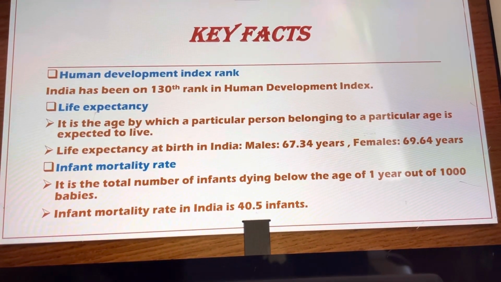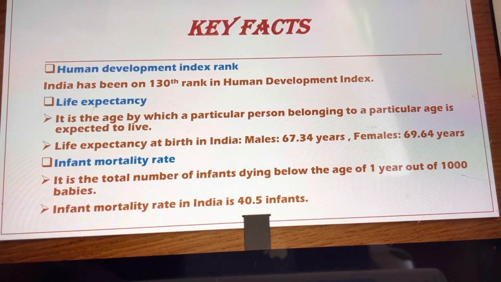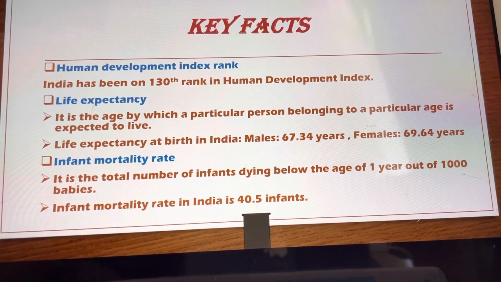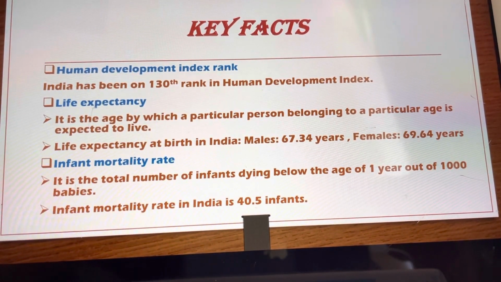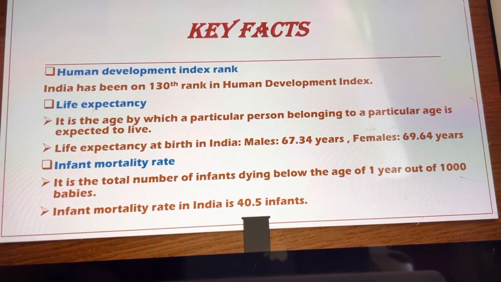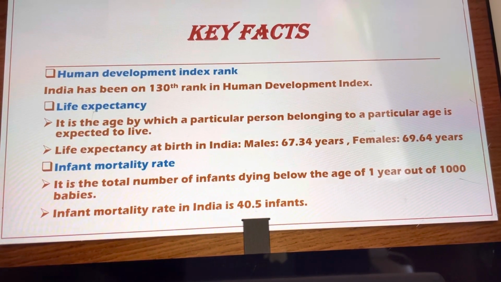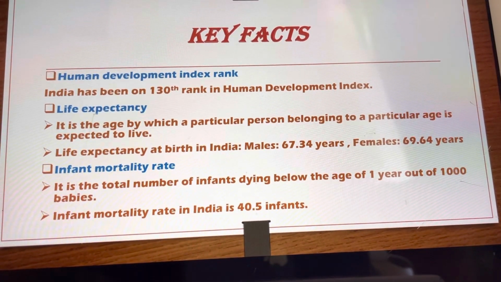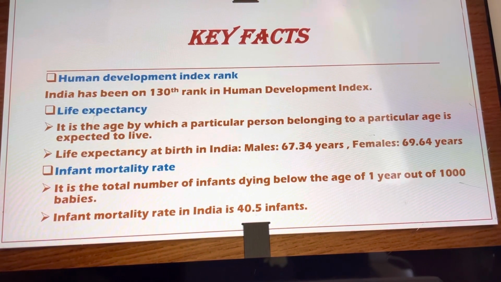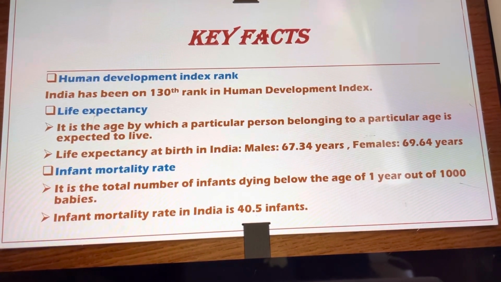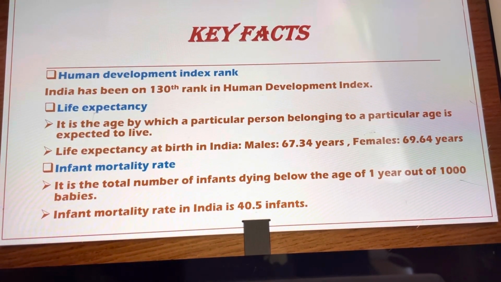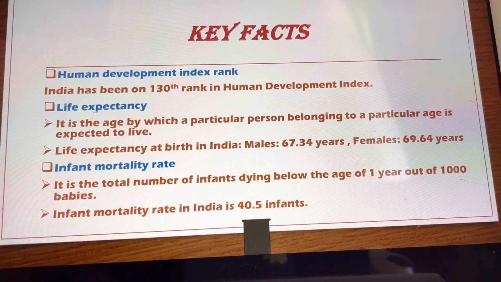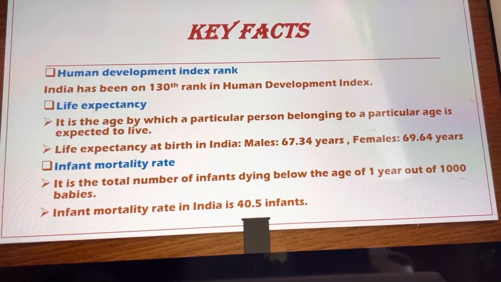Now we will discuss key facts of Human Development Index. India has been on the 130th rank in Human Development Index. Life expectancy is the age up to which a person belonging to a particular age is expected to live. Life expectancy at birth in India: males 67.34 years, females 69.64 years.